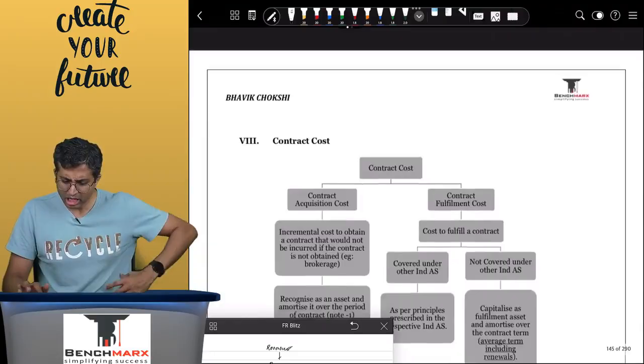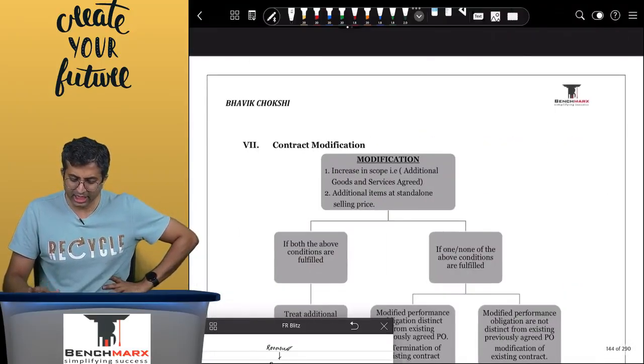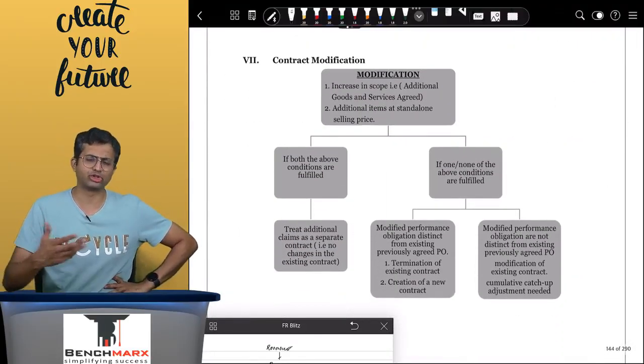Now this is about contract cost. Then you have contract modification, the last part.